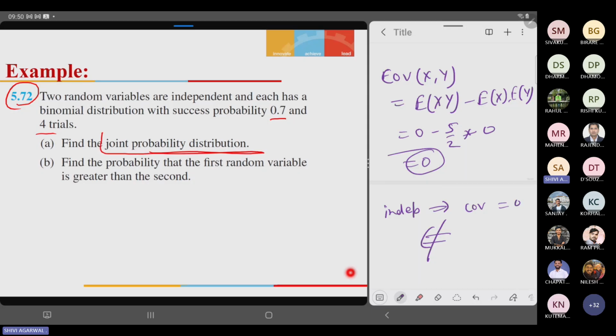How can you find the joint probability distribution in that case? Because they are independent. You can see here the 4 trials, so the variable X takes values 0, 1, 2, 3, 4. You can find their density function f(x), the marginal density function. n is 4 and p is equal to 0.7. From the table you can get the values here.